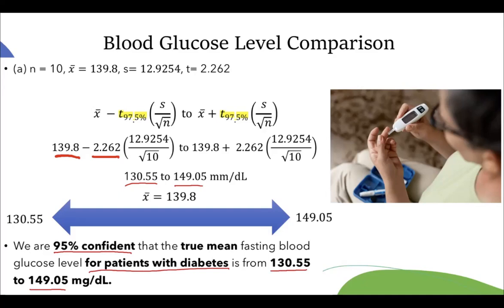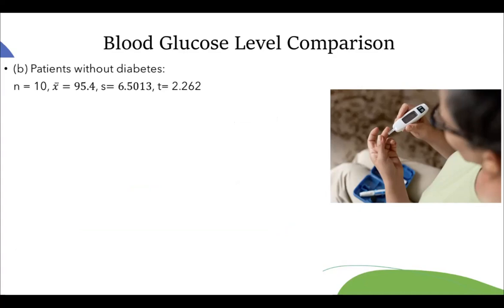Okay, so I'm not going to do the margin of error. You're very familiar with how to do that at this point. So I'm going to jump right into the second part of this comparison, which is the confidence interval for patients without diabetes. So we already calculated the mean and standard deviation using the raw data, and we're going to plug that into the formula. So that's a different mean and a different standard deviation.